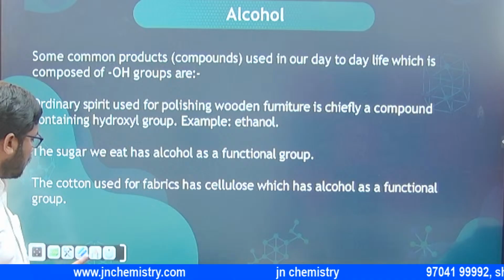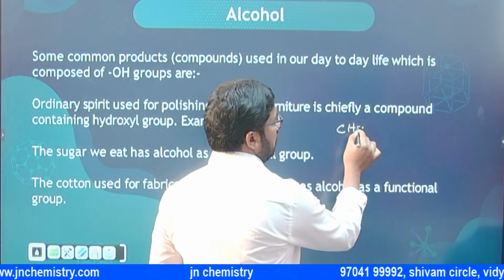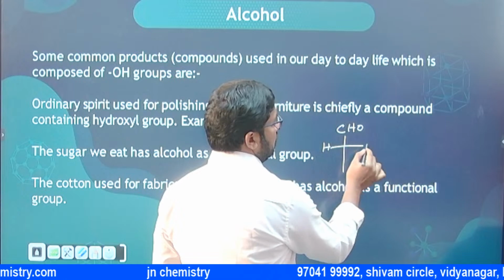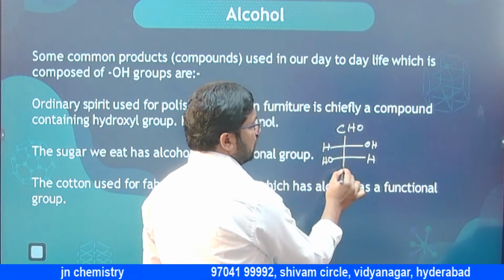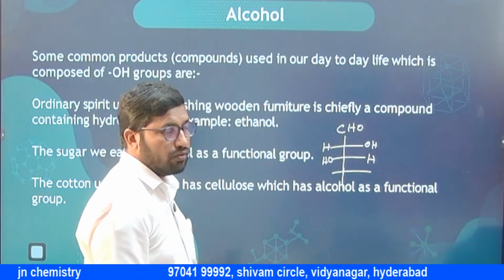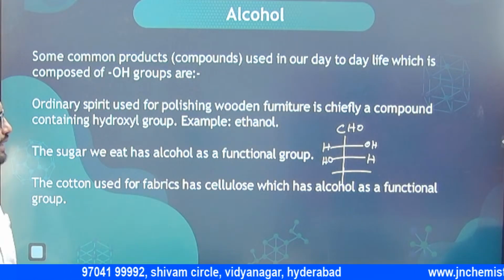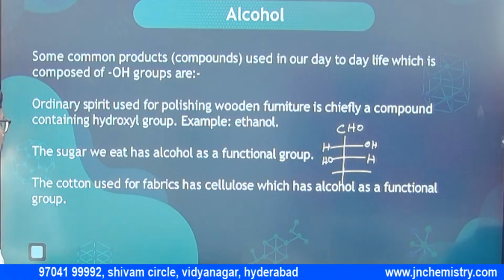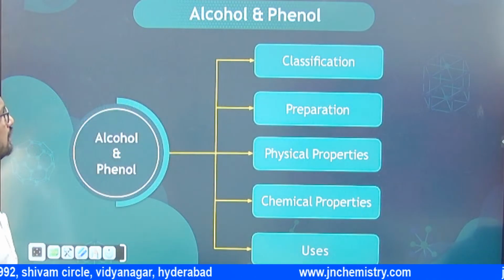So sugar we eat has alcohol functional groups. In glucose also alcohol is there, for example, an aldehyde functional group and different secondary alcohols are present in the glucose structure. The cotton used in fabric is cellulose, which has alcoholic functional groups. Of course, that is where we are using this alcohol.